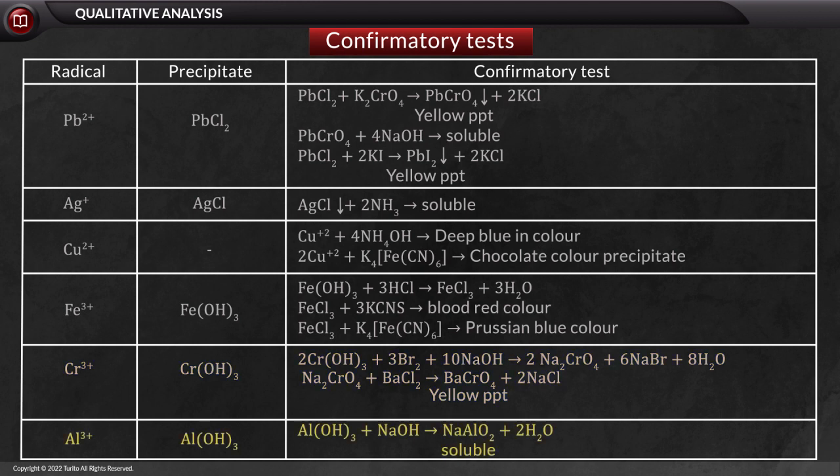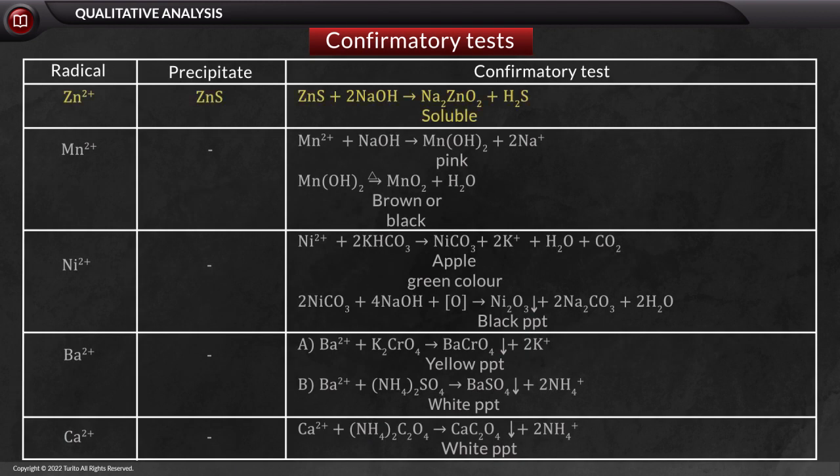Next, aluminium hydroxide precipitate, when dissolved in alkali, becomes soluble due to the formation of sodium aluminate. Likewise, ZnS precipitate with alkali forms soluble sodium zincate. Manganese compound will form the precipitate when it reacts with NaOH, which when heated will give brown or black color due to the formation of MnO2. Nickel compound, when reacted with potassium bicarbonate, forms an apple green color solution, which when oxidized in alkaline solution will form a black PPT of nickel 3 oxide.